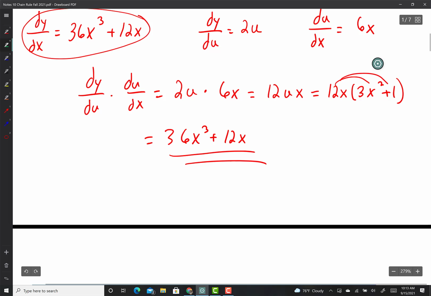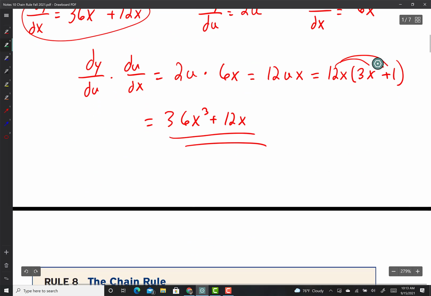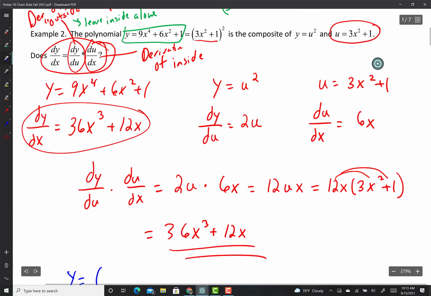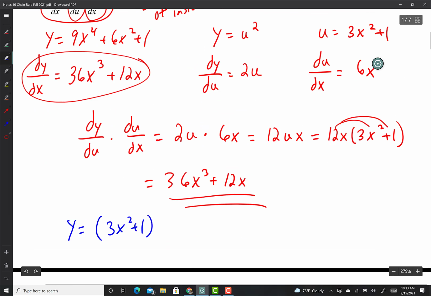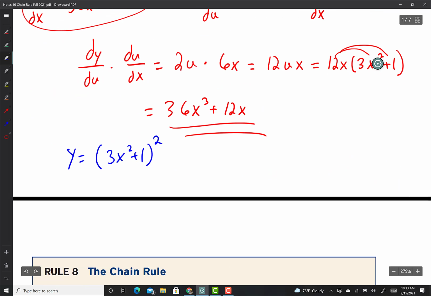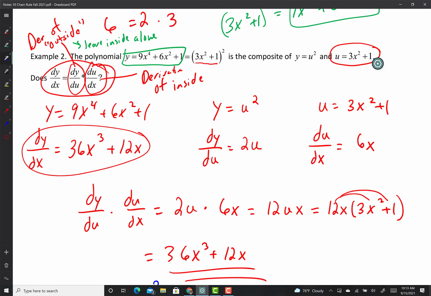Okay, so you know what? Let's just do it right now. Don't write anything down, just listen. So y equals parenthesis 3x squared plus 1, close it to the what power? 2. Don't write this down, just listen. So I'm just going by the notes. So this says dy/dx equals derivative of outside, and then in green it says leave inside alone. And then that du/dx is derivative of inside.